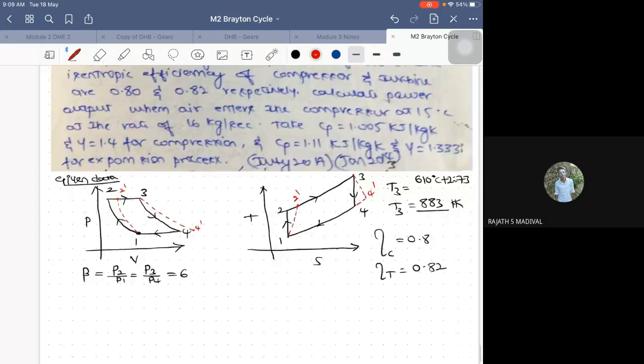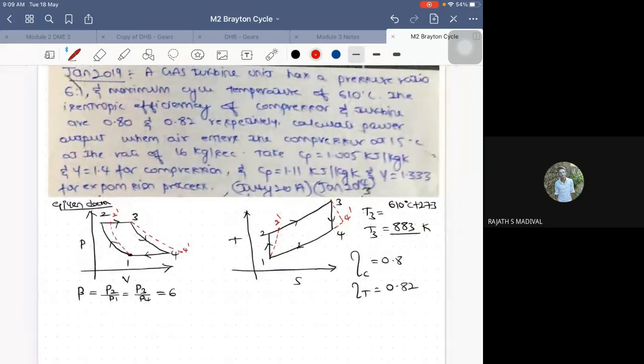Why have we come to this particular conclusion, that it is deviating from the path of compression and expansion? Just because he has given the values of efficiencies of the turbine as well as the compressor. Now, what are we supposed to do? We are supposed to find the power output of this particular cycle.